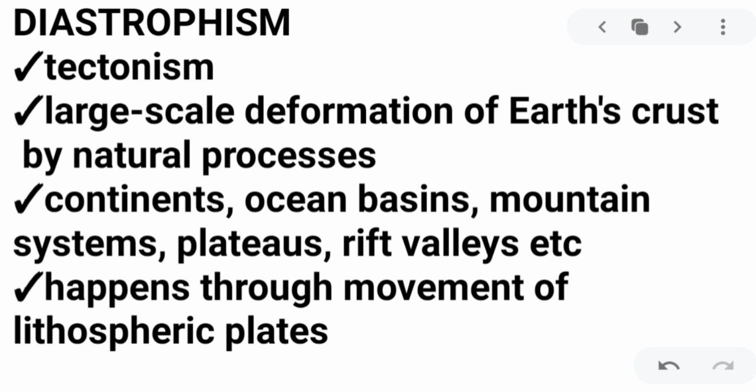First, we have here diastrophism or the slow movement. This is also known as tectonism or large-scale deformation of Earth's crust by natural processes. So on this method, there will be formation of continents, ocean basins, mountain systems, plateaus, rift valleys, among others. And it happens through the movement of the lithospheric plates. So it happens in the oceanic crust, your lithosphere, and the continental crust movements.